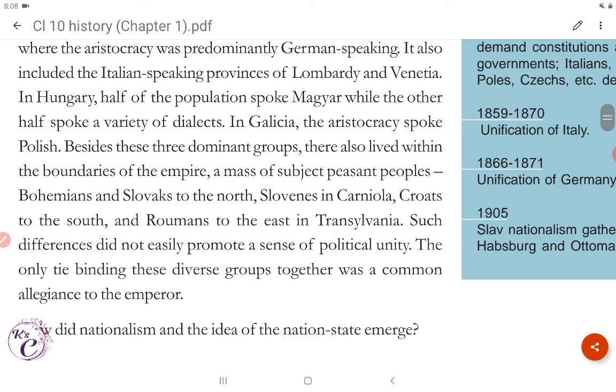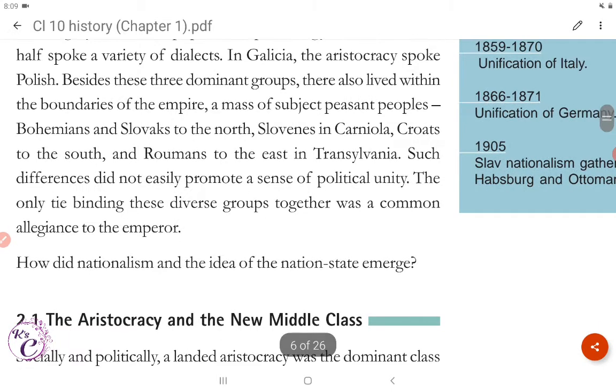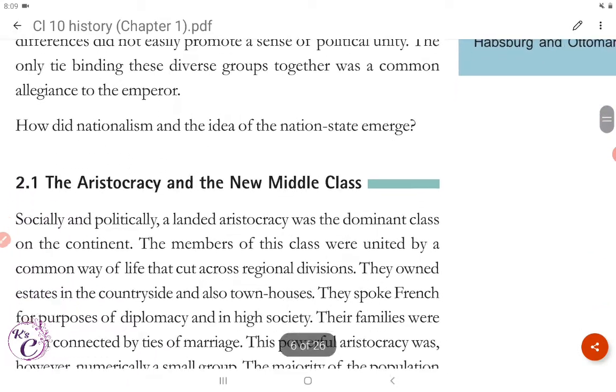The only tie binding these diverse groups together was a common allegiance to the emperor. So there were many different varieties of people speaking different languages from different ethnicities, but the only common bond they had was the allegiance to the emperor. How did nationalism and the idea of the nation state emerge?